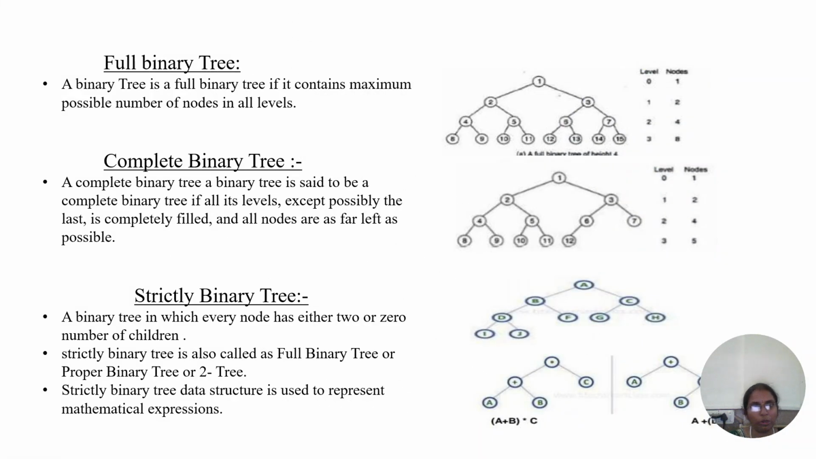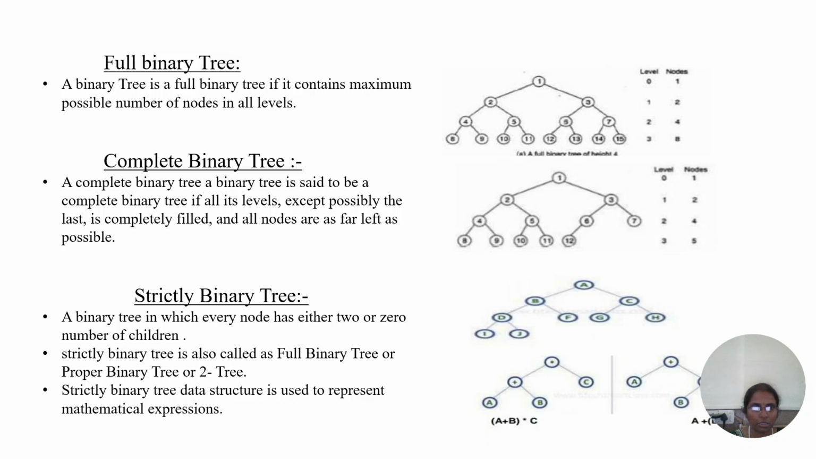What is meant by a full binary tree? A binary tree is a full binary tree if it contains the maximum possible number of nodes in all levels. That means we have to complete all the levels of a tree with the maximum number of nodes. That means we have first one node with two children and another node with two children, not as 0 and 1. Completely two children we have to give.